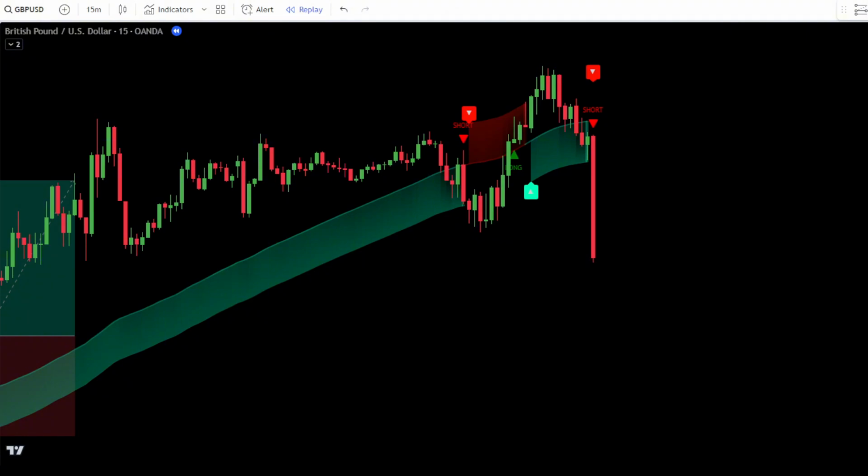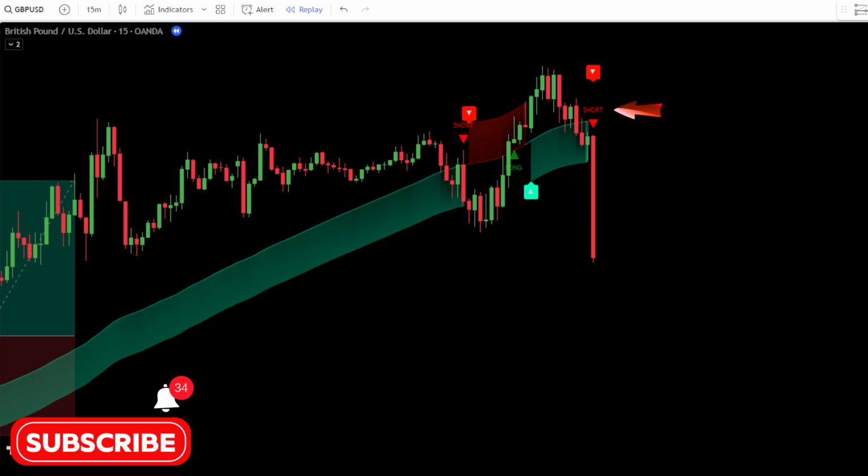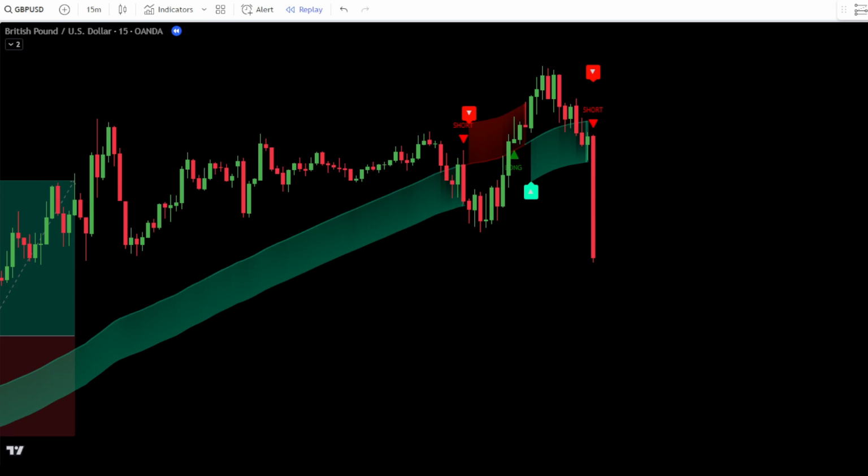How to place a sell order. If the Range Filter indicator gives a sell signal, you must first confirm that it is a valid sell signal before placing a sell order.